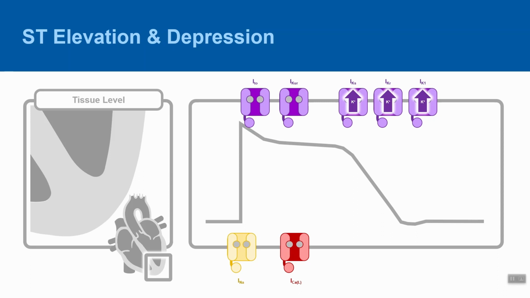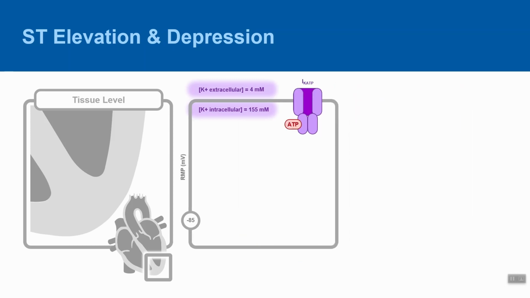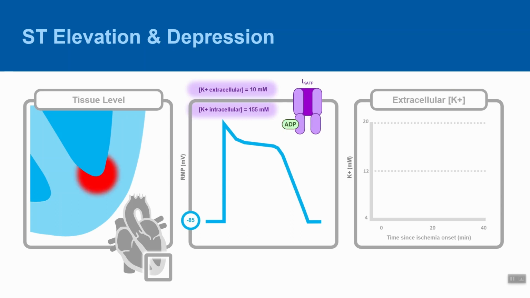One of the important channels for maintaining the resting membrane potential of the cardiac myocyte is not voltage-gated, but nucleotide-gated, specifically by ATP and ADP. When ATP is abundant, the channel remains closed, helping to maintain an extracellular potassium concentration of just 4 millimole, compared to the intracellular concentration of 155 millimole. When these two concentrations are funneled through the Nernst equation, a resting membrane potential of about negative 85 millivolts falls out. During ischemia, ADP predominates, resulting in the opening of the K-ATP channel.